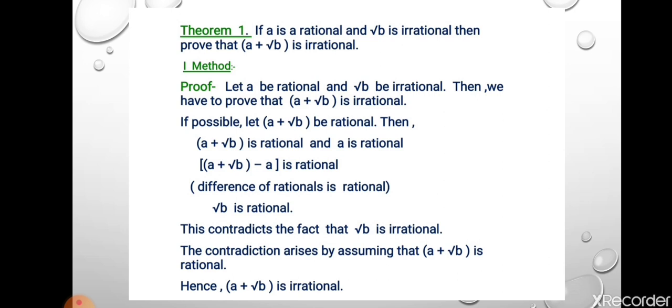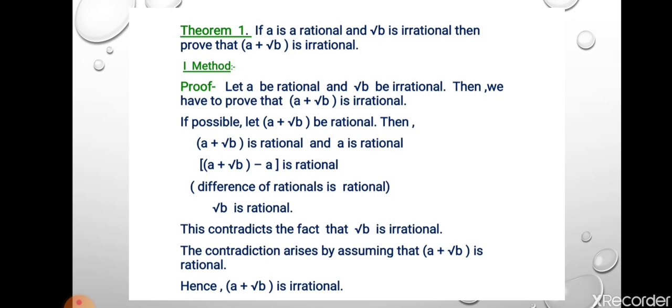So when we subtract a from a plus root b, we get a plus root b minus a. Plus a minus a cancel out, we get root b. And so root b is also rational. But this contradicts the fact that root b is irrational, because it is given in the statement that root b is irrational. But in the last we get root b is rational. So it is not possible. So our assumption is wrong. a plus root b is an irrational number.